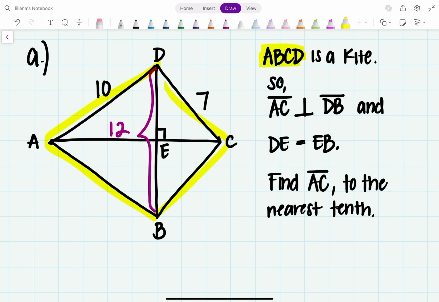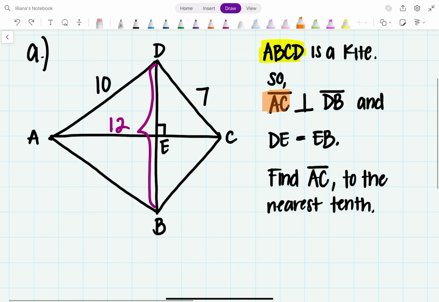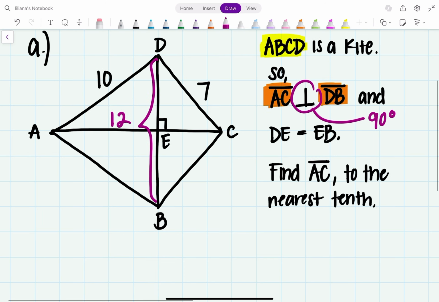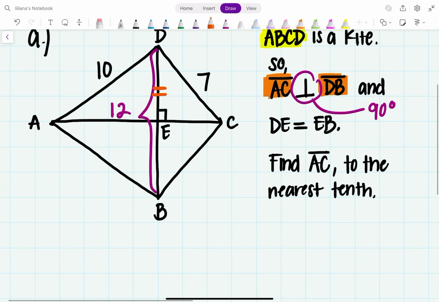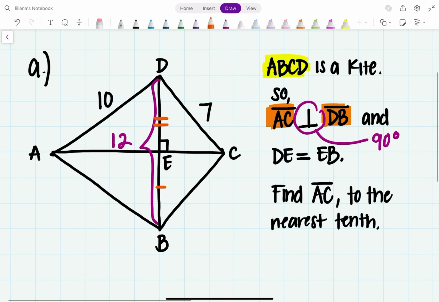Here's our kite. A few things they're telling us first is that segment AC is perpendicular to segment BD. Perpendicular means it's 90 degrees. When they intersect, that's going to create a 90-degree angle, which is what we see here. Another thing they're telling us is that DE equals EB, which means whatever DE measures, it's going to be the same for EB. And they're actually giving us the segment DB.